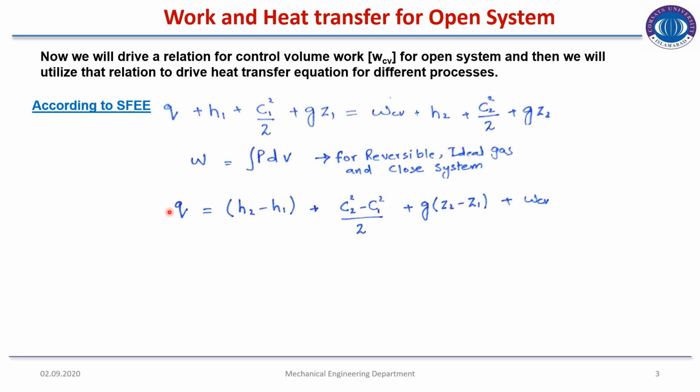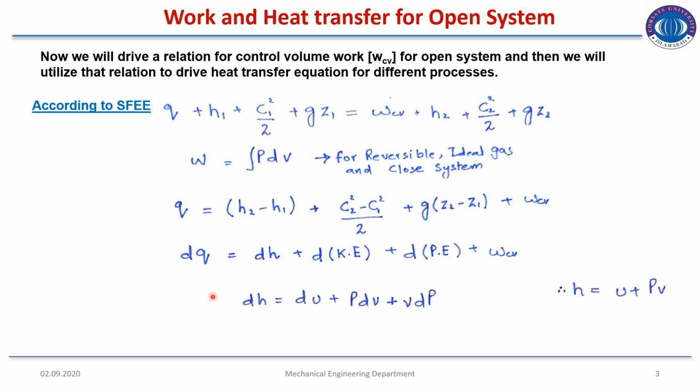Now we have retained the Q term on the left hand side, and other factors we have moved to the right hand side in the steady flow energy equation. So change in enthalpy is the first term, change in kinetic energy, and change in the potential energy plus control volume work done. So we have written all these into the differential terms. dH is the change in the enthalpy, dK is the change in the kinetic energy, dP is the change in the potential energy.